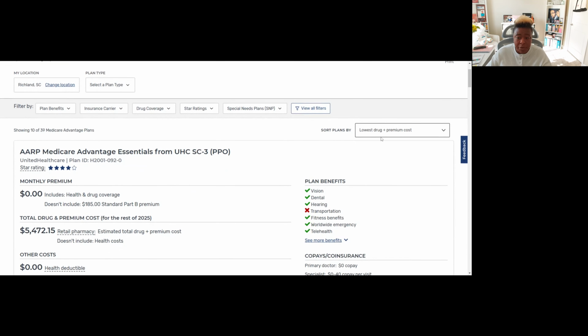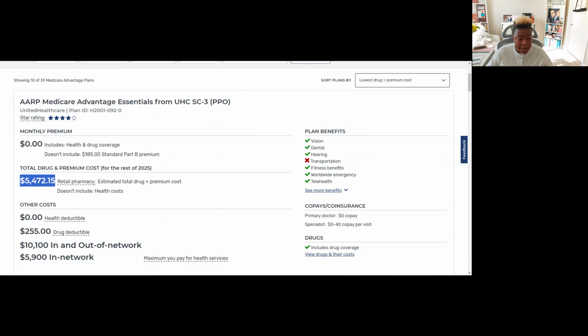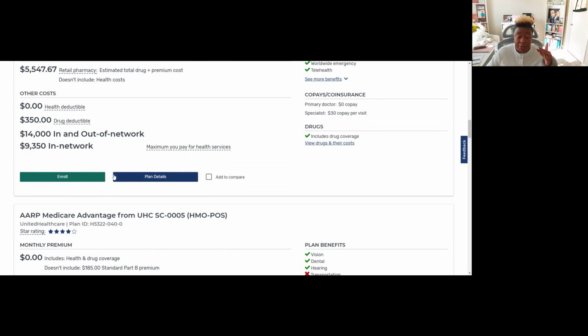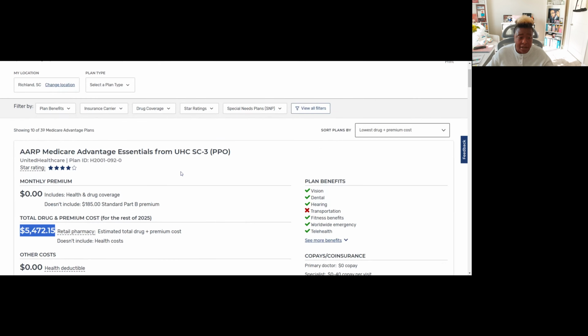Once we get here, remember the plan finder always sorts by lowest drug and premium cost. So we see that over here. The first one that comes up is this United Healthcare plan. You automatically see that the price is $5,472.15 for the year. That tells me that one of the drugs on this list is not covered, which means it's not going to be covered for anybody, because remember, it's ranked from lowest yearly cost to the highest.